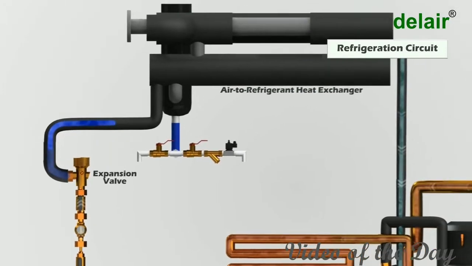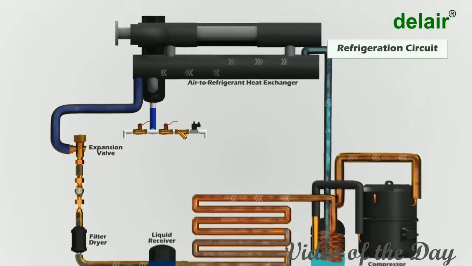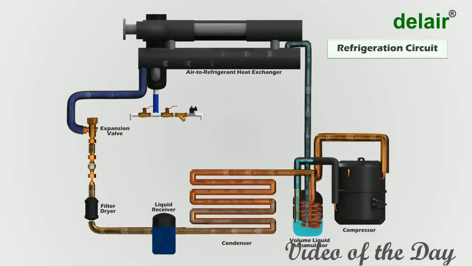This enters into the air-to-refrigerant heat exchanger, and the heat from the hot compressed air is absorbed by the cold refrigerant. This refrigerant is sucked by the compressor and the cycle starts over again.